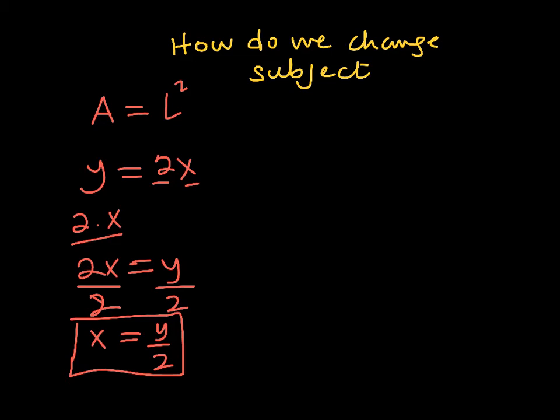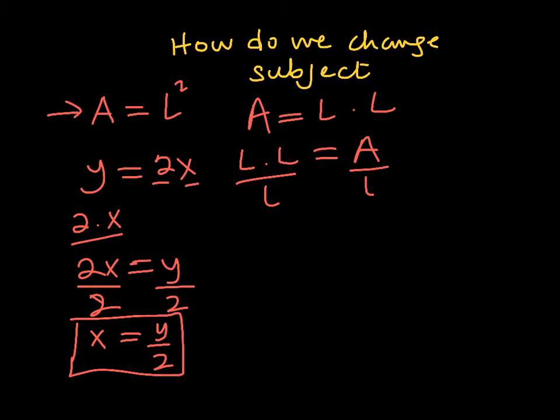The same thing we can do with A is equal to L times L, because we know that A, which is equal to L squared, is the same as L times L. Okay, if we rearrange, it's like L times L is equal to A. Now, to only have one L on the left side, what do we do? We divide this side by L, isn't it? So if we divide this side by L, we can also divide the other side by L.